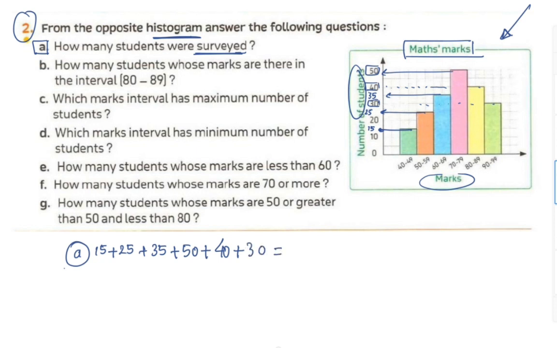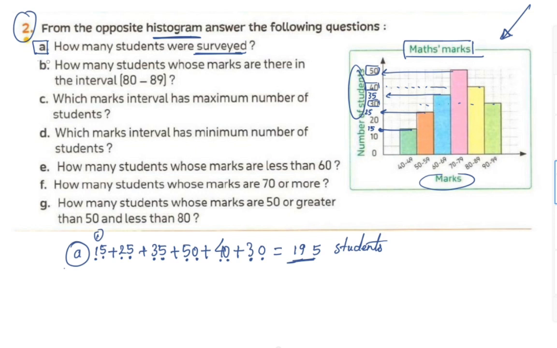Now add. 5 plus 5, 10, plus 5, 15, plus 0, plus 0, plus 0, 15. Write 5 and carry up 1. 1 plus 1, 2, plus 2, 4, plus 3, 7, plus 5, 12, plus 4, 16, plus 3, 19. So the total number of students is 195.